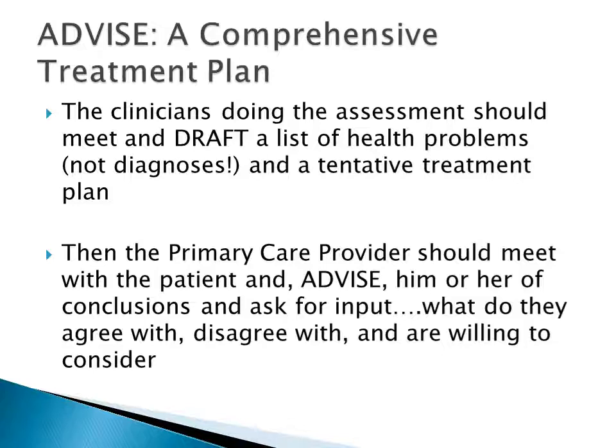So then A2, the second A, is advise, which is developing a comprehensive assessment plan, treatment plan. The clinicians doing the assessment should meet, and this is all of them. So you've got the nurse case manager, you've got the psychologist, you've got the nurse practitioner, or the PA, or the physician. They need to sit down and draft a list of all the health problems. These are not diagnoses. They may very well be diagnoses. Hypertension, uncontrolled, whatever. But there's problems too, like risk for, or uninsurance, or caring for a disabled parent.